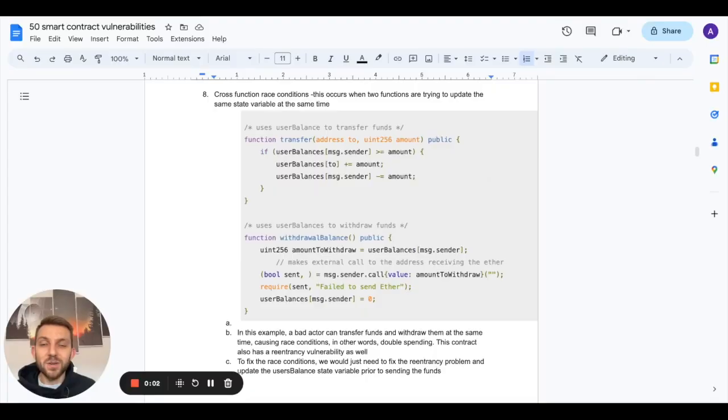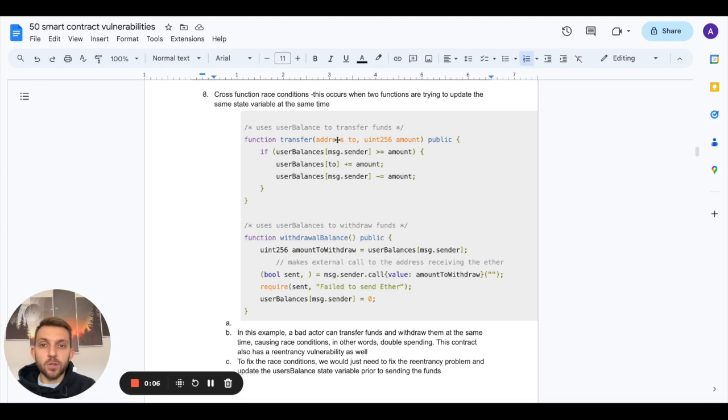To get started, we first have to understand what a race condition is. A race condition happens when the behavior of a program or smart contract depends on the relative timing of events, and those timing of events get misconstrued. Ultimately, it's when two functions are racing to update a variable or perform a function, which are conflicting with one another. In this example here, we actually have two functions.